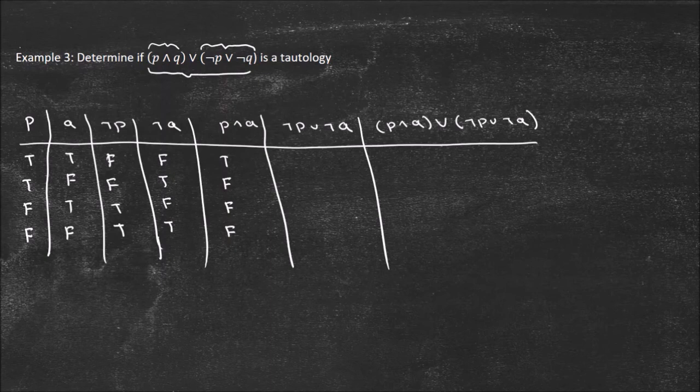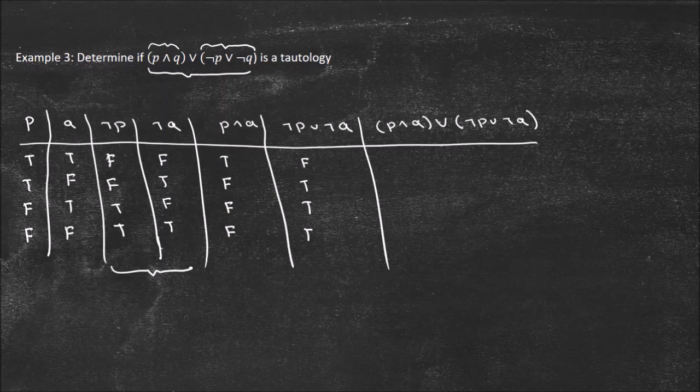And then now we have not P or not Q. If at least one of not P or not Q is true, then we're good. The first one I notice is false, because both are not true, but the rest have at least one of not P or not Q true. So we're looking at these columns here. And I see in the last three rows, at least one of them is always true. The first one, both are false, so that statement's going to be false.